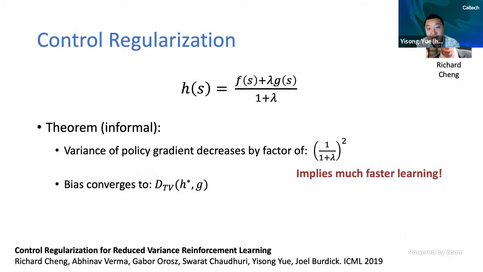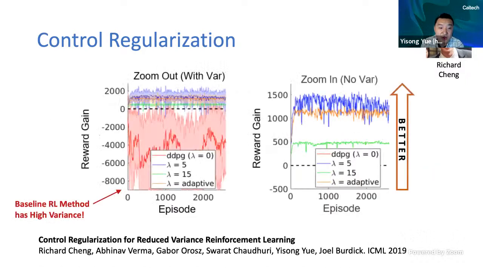Furthermore, you can show that the variance of the policy gradient, so you train F using policy gradient or some form of reinforcement learning approach, decreases by a huge constant factor when training using this approach, which leads to much, much faster learning. And so here's just one comparison. The right-hand side is a zoom-in version of the left-hand side. The baseline RL method that we compared against is DDPG in red, and you can see that the variance is huge. And the other lines are different versions of our approach.